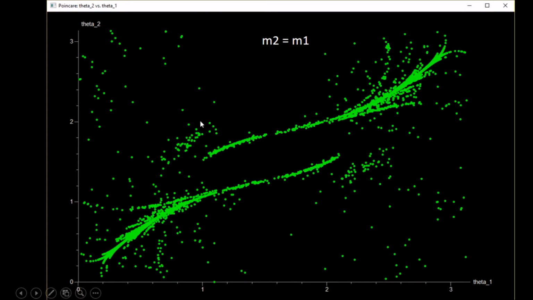Just as a reminder, each dot on a Poincare map represents where the two speeds of the pendulum, the rotational speed of the top rod and the rotational speed of the bottom rod, both come to zero. And this is recording the angle of the bottom rod and the angle of the top rod whenever that special combination of values happens.